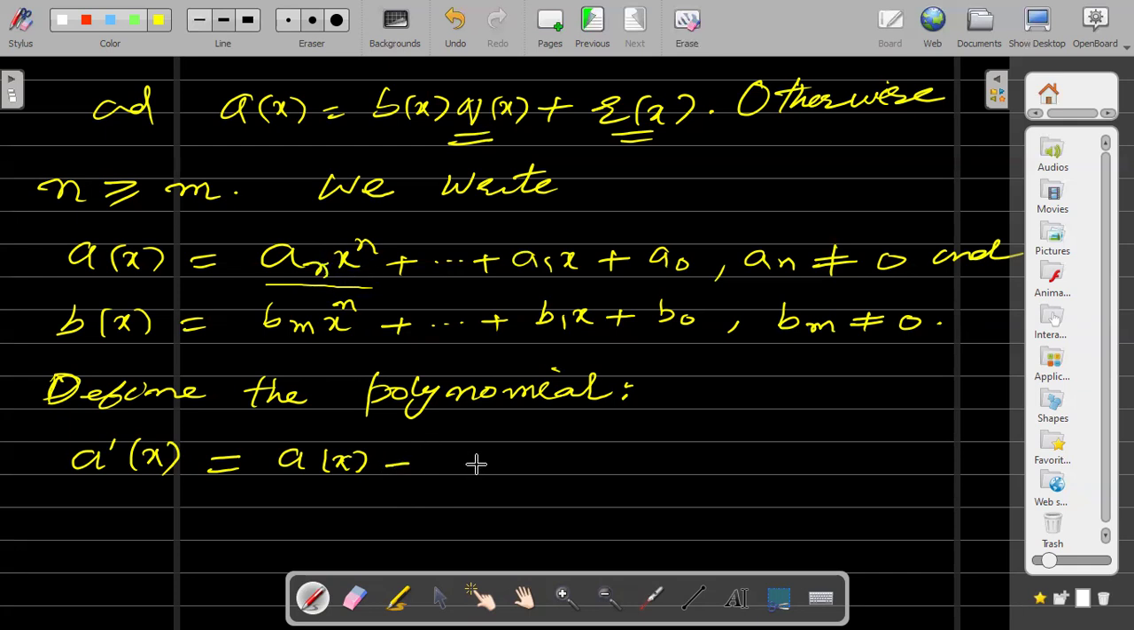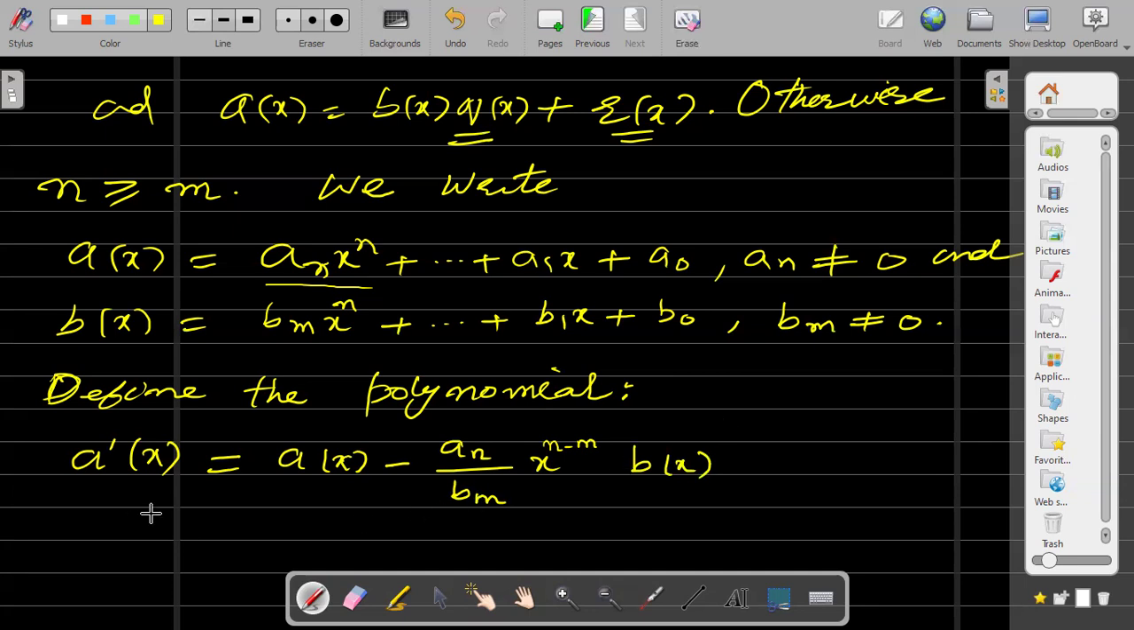a(x) minus a_n divided by b_m. This can be done because b_m is not equal to 0 and we are in a field. x power n minus m times b(x), times this polynomial b(x).